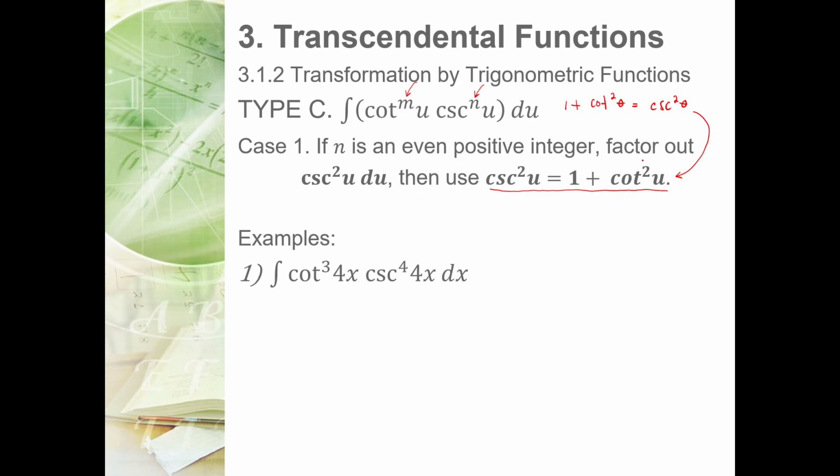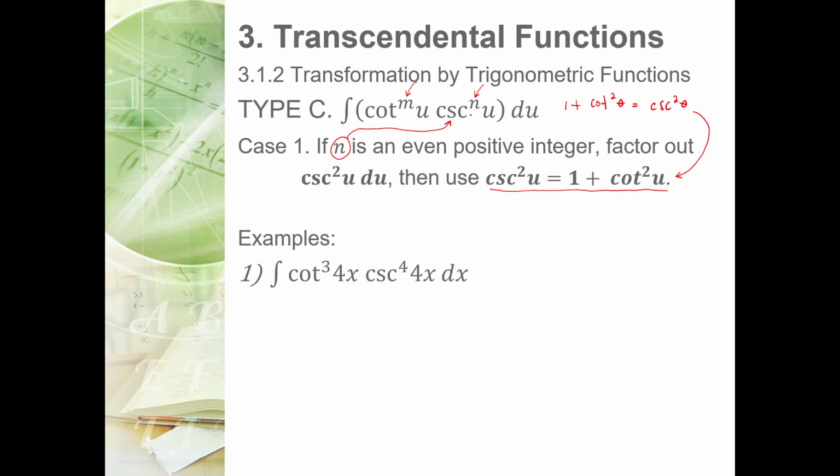So still we have two cases for your type C, and we'll be discussing first case number 1. For case number 1, if n, meaning the function of the cosecant, you only need to observe the cosecant function. Of course, when you solve the problems later, you'll also be observing the cotangent function as well. But again, the case will apply depending on the exponent.